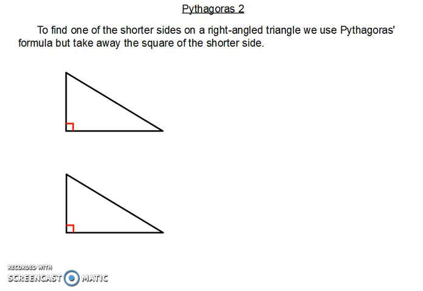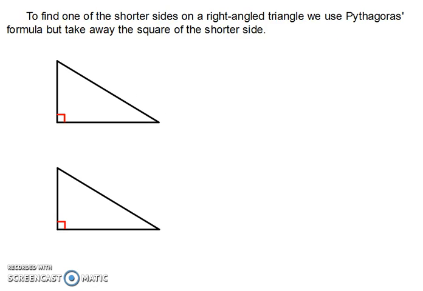To find one of the shorter sides on a right angled triangle, we'll use Pythagoras' formula, but take away the square of the shorter side. Now then, it's really important that we remember that we're working with the shorter side on this particular lesson. Pythagoras' theorem still holds. We've got the shortest side A, middle side B, hypotenuse, the longest side C. A squared plus B squared equals C squared. That still holds because this is a right angled triangle and Pythagoras has been proved true in every case.